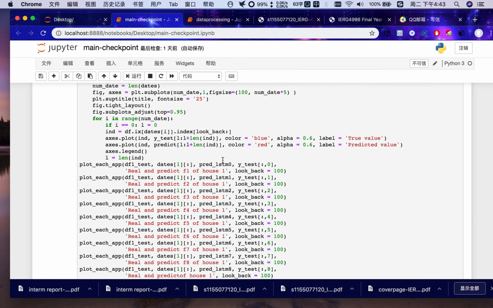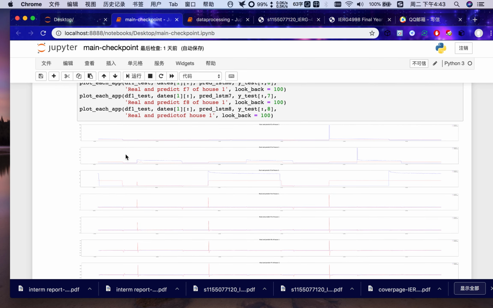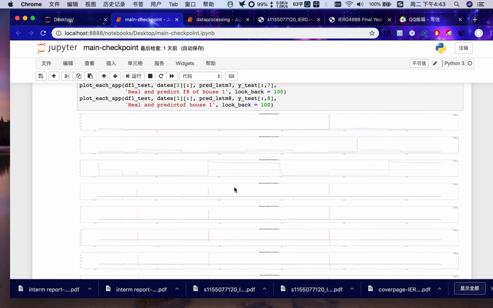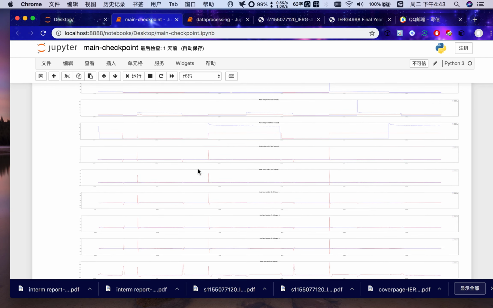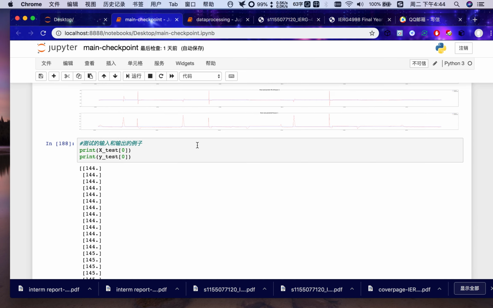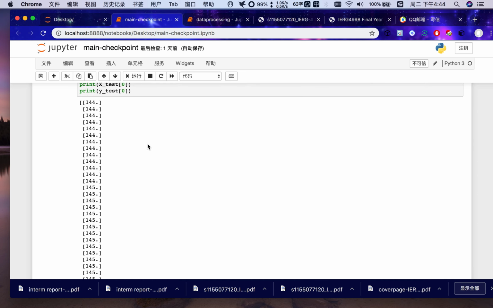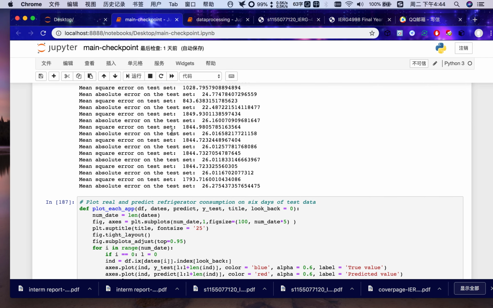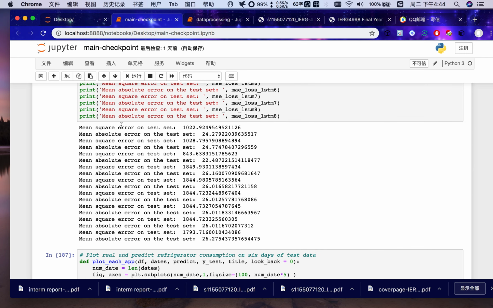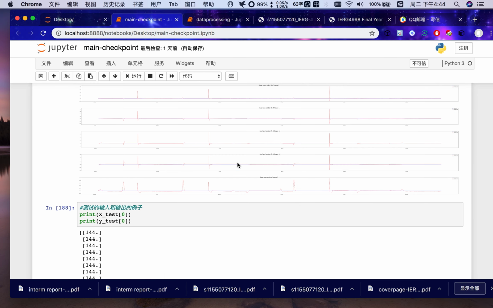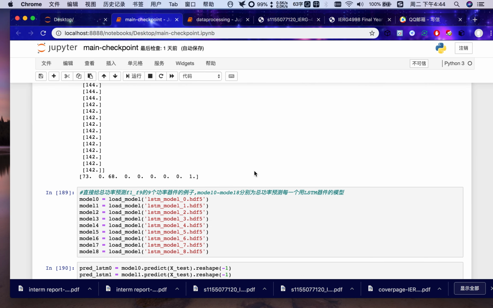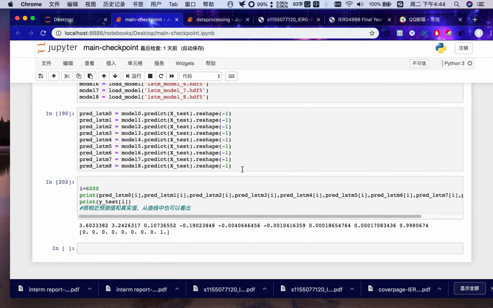Now we have the final result. You can see the curves here are quite close, except the third one. The 4, 3, 6, 7 are quite close. It can predict very well, and the mean square error and mean absolute error on these nine parts are also very good. So those are the three methods I used for prediction, and finally I think the LSTM is the best.